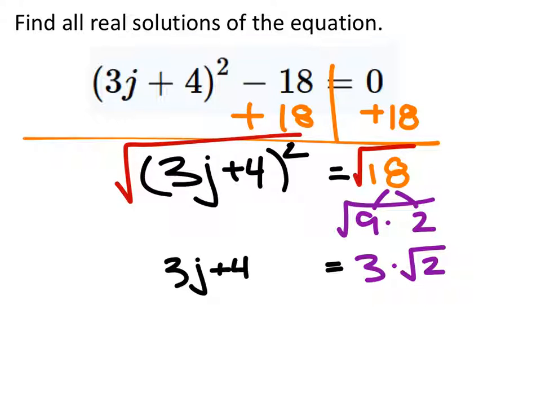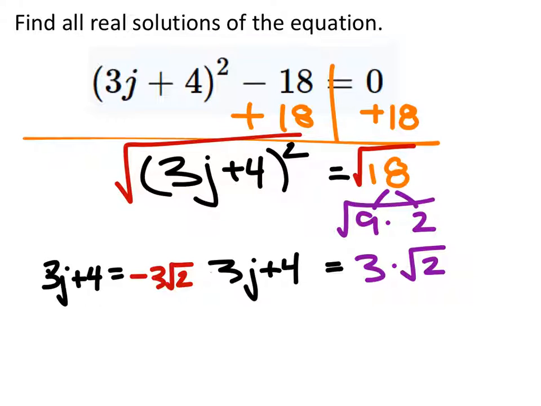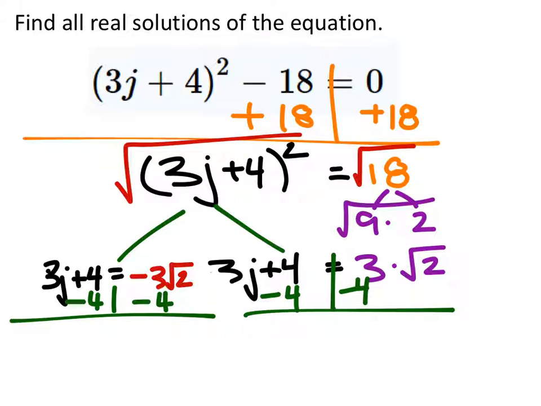3j plus 4, but that's only one of the expressions. I should have written that closer. So there's our two expressions, right? It split up, again, just like it would with absolute value. And we're going to solve this just as usual. I'm going to have to subtract 4 from both sides of both equations. Let's subtract. So what does this give us?